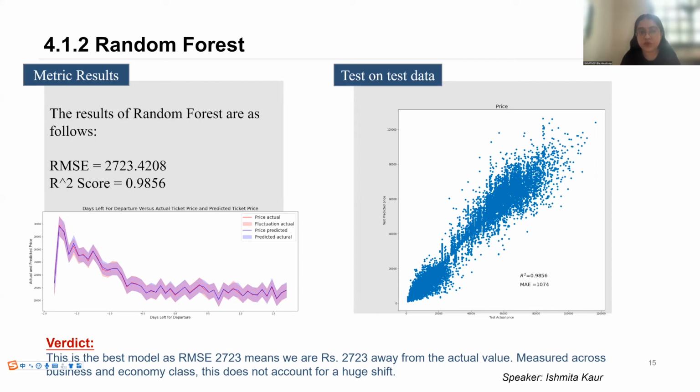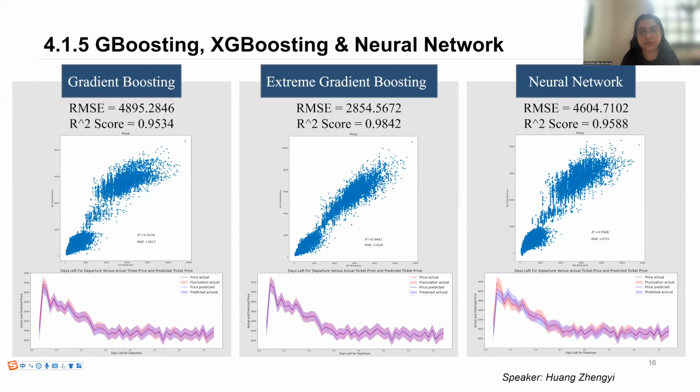Now, Jengi will take over for the other models. Thank you, Ishmita. So we have used more models to predict price value, but sadly, none of them had a better result than random forest. The result of XGBoost comes closest to that of the random forest.